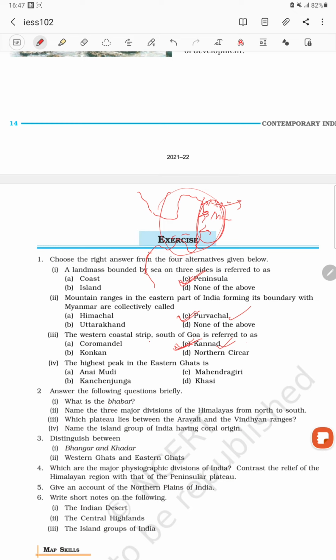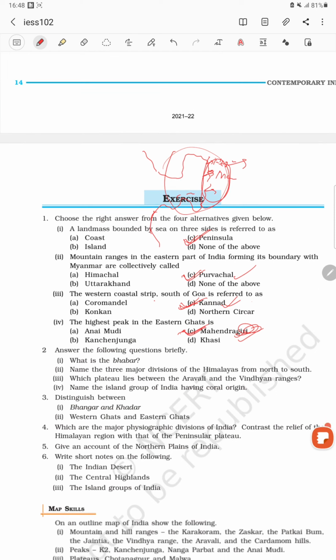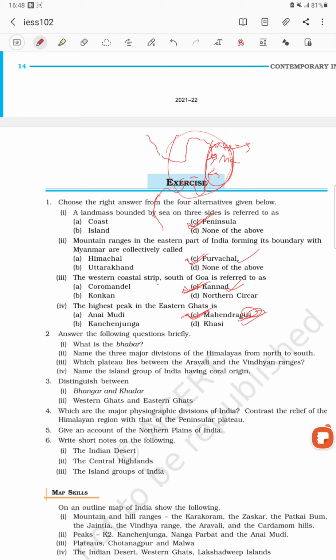The highest peak of the Eastern Ghats is Mahendragiri. I already told about this in the previous video. The highest peak of the Eastern Ghats is Mahendragiri. And what is the highest peak of the Western Ghats? That is Doda Betta. Clear? I already told these things. So now this chapter is completed. In the next video I will come with the third chapter. The name of the third chapter is drainage.